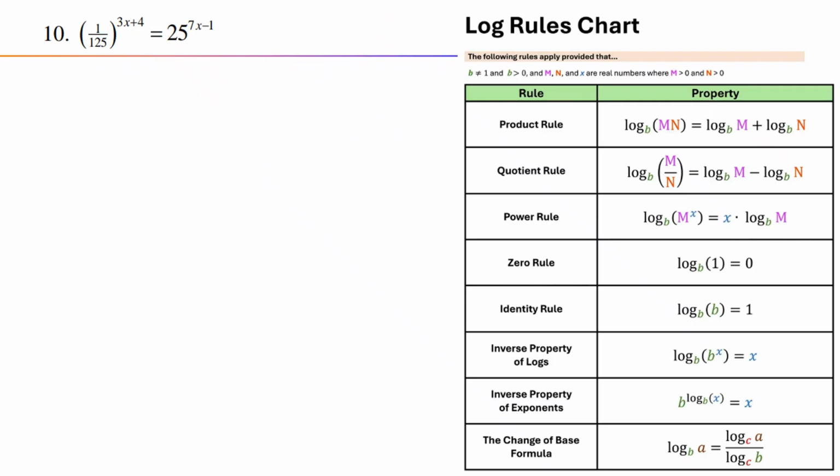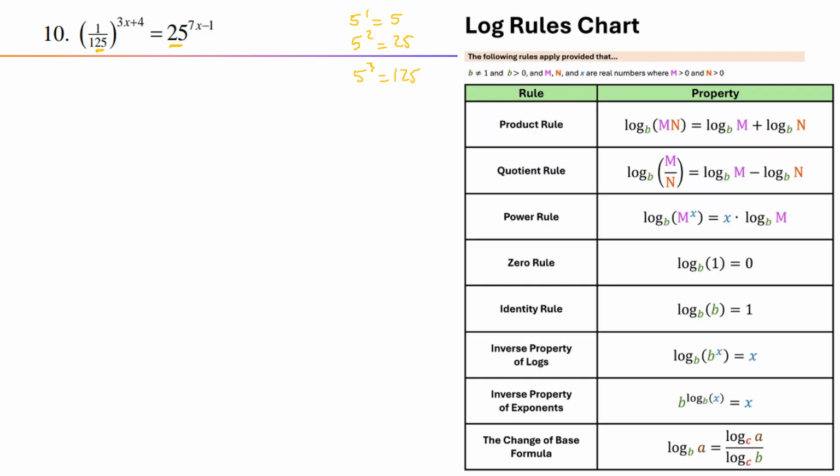Alright, so this one, when you see something with 25, okay, think about base 5. 5 to the power of 1 is 5. 5 to the power of 2 is 25. 5 to the power of 3, that is 125. Okay, so be familiar with those numbers because those are the smaller numbers you will see in your test.